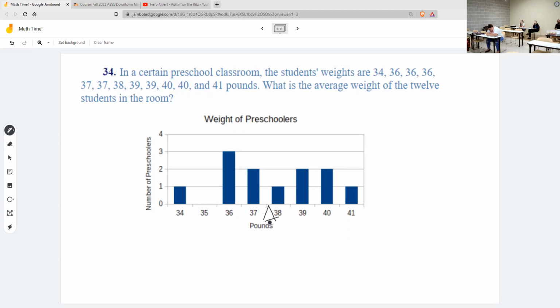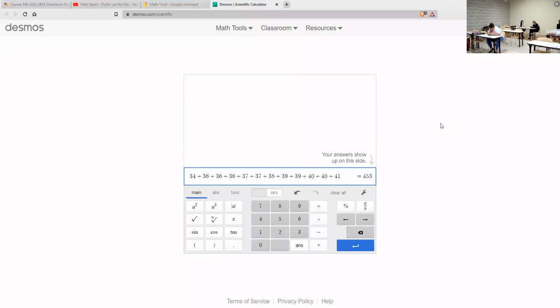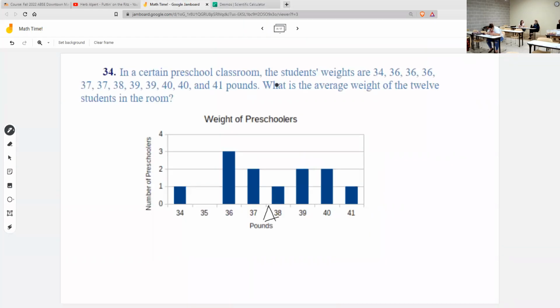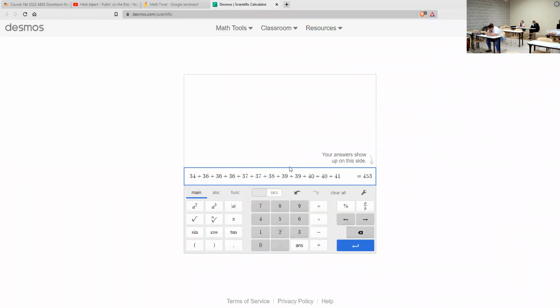Let's actually do this. So let's add everything up. I'm going to pause for a moment in the video. Okay, resuming the recording, I opened up my online calculator thanks to the website named Desmos, and I added these things up. So we had 1 34, 3 36s, 2 37s, 1 38, 2 39s, 2 40s, and a 41. If I did this right, it's 453. So that was the total.